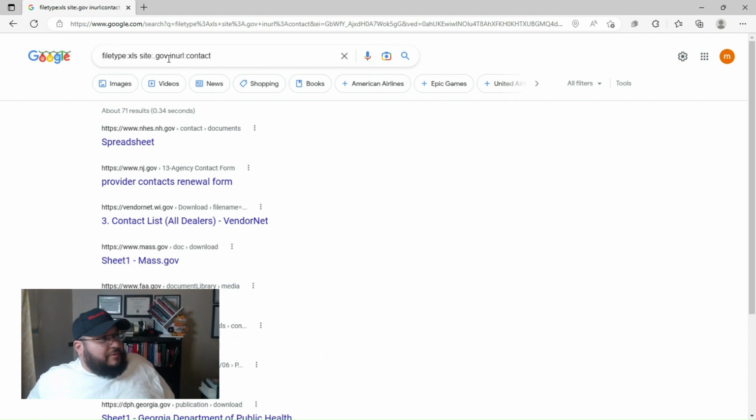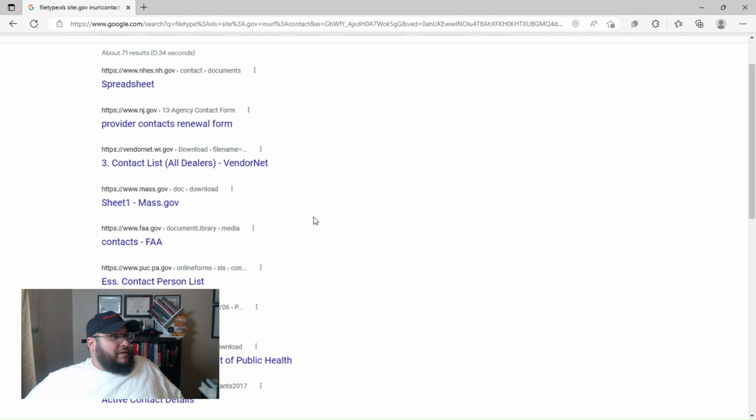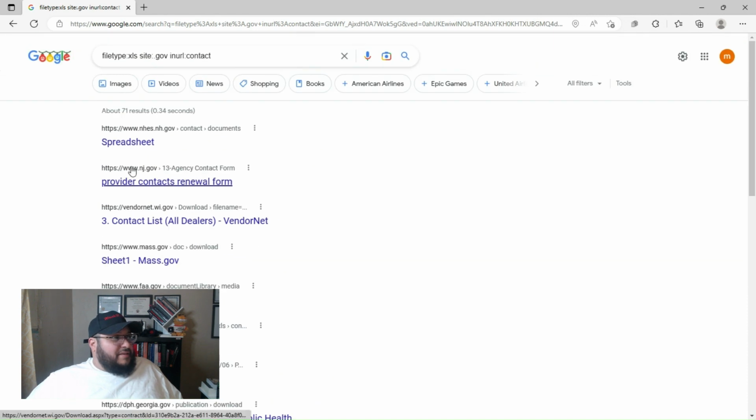Okay, I'm gonna explain what we just did. We're saying that we want a specific file type, which is XLS, which is Excel, right? So we want all the Excel files. And then we did another colon, and we want files with dot gov in the URL. We want the contact in the URL, right? So we're saying specifically what kind of files we want that the government is putting on the website for people to see or for the employees to see. I don't know, but all this information came out, right? And I'm not gonna click on most of this stuff because you can get in trouble, right?